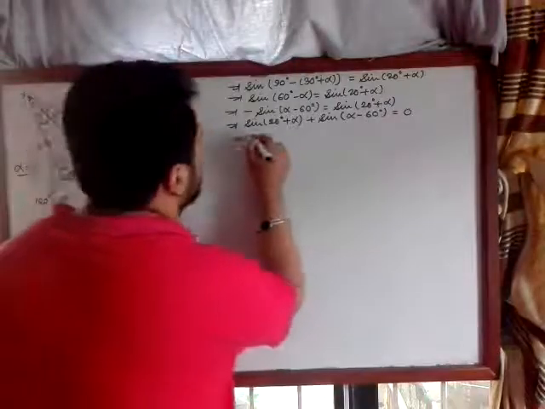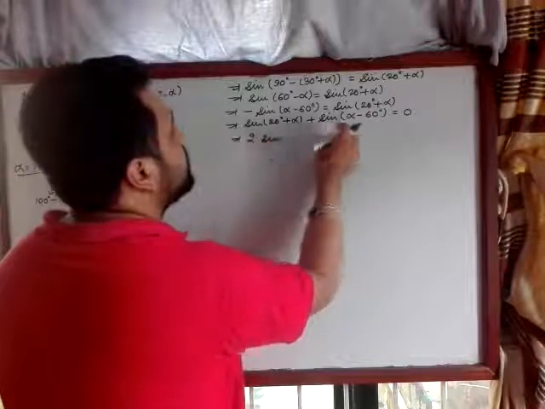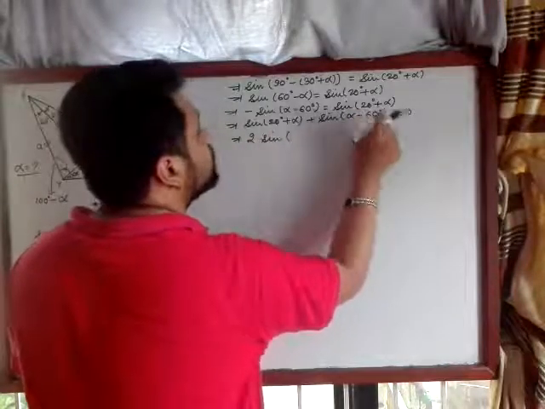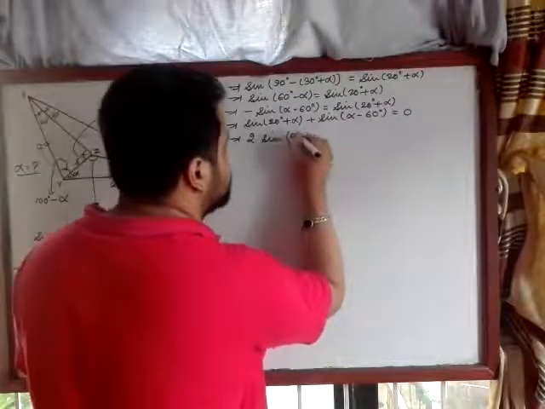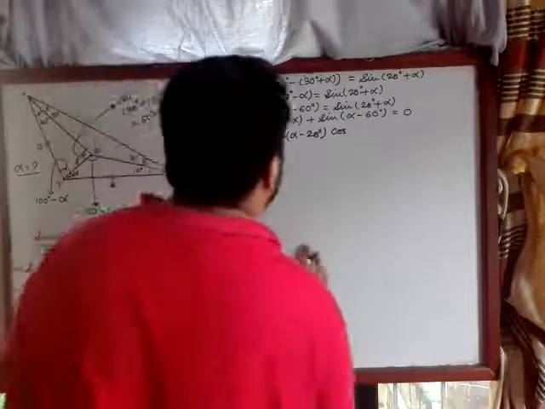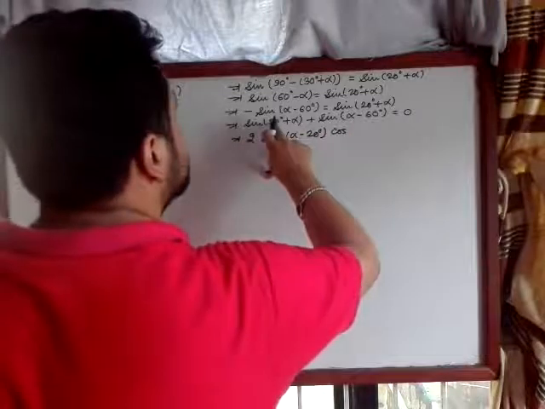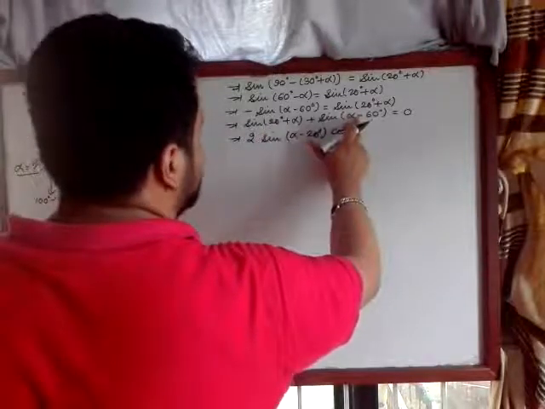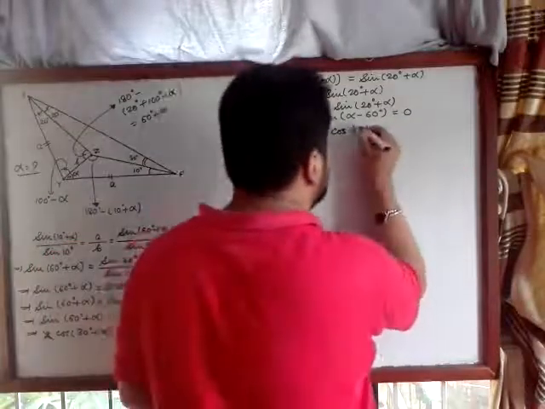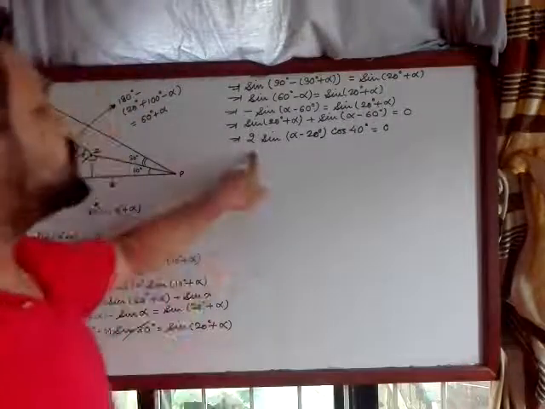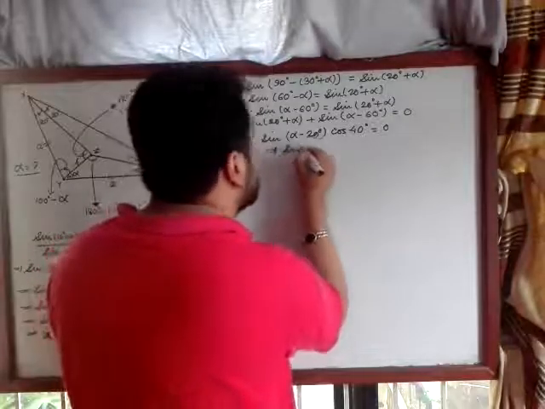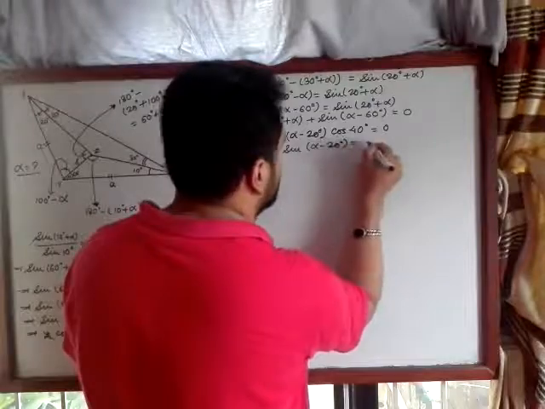Okay, so 2 sine A plus B means 2 alpha minus 40, and 2 alpha minus 40 by 2 means alpha minus 20. Cos A plus B by 2, sorry, A minus B by 2 means alpha cancels this alpha, so this is basically 80 over 2, which means cos 40 degrees equals 0. Okay, 2 is not equal to 0, cos 40 is not equal to 0. So from this we must have sine alpha minus 20 degrees is equal to 0.